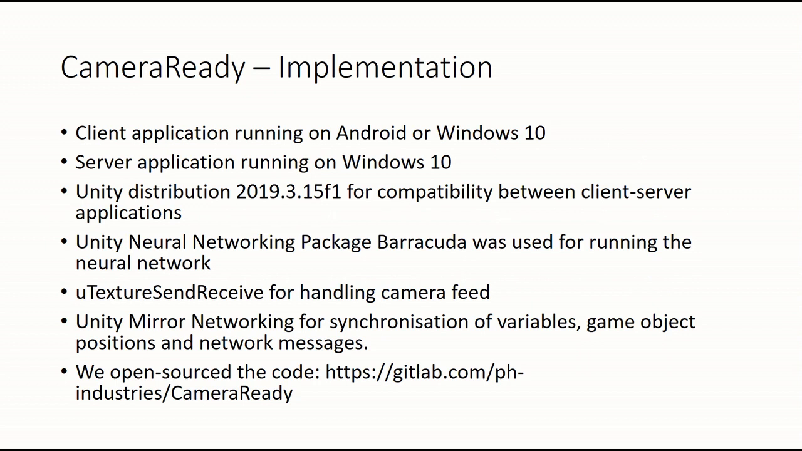We implemented the system using client and server applications. A client application was running on either Android or Windows 10, and the server application was running on Windows 10. We used Unity for compatibility between client and server applications and used a neural network for motion capture. For running the neural network, we used the Unity neural networking package Barracuda, and we used UTexture send receive for handling the camera feed. Lastly, we used Unity mirror networking for synchronization of variables, game object positions, and network messages.